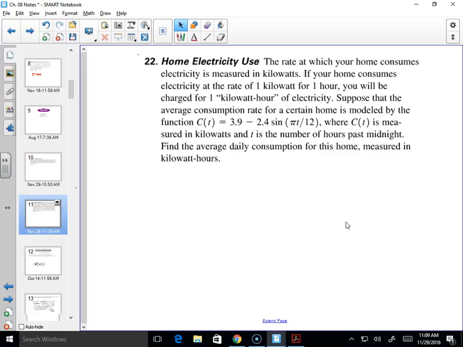Average consumption. So you're given consumption. Wouldn't it be 1 over B minus A, integral 0 to 24 of C of T, because time is measured in hours, right? But the thing is, the answer doesn't have divided by 24 for some reason. Average daily consumption.